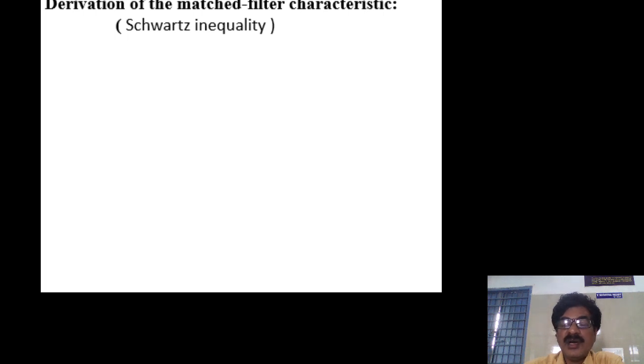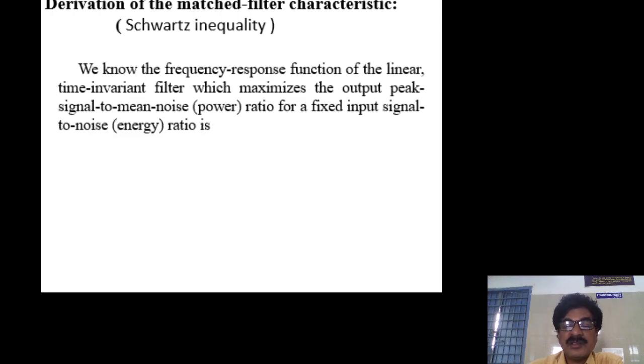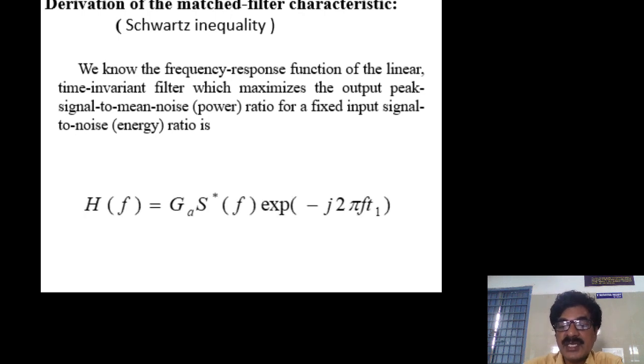Already we know the definition of the matched filter. The filter which maximizes the peak signal to mean noise ratio is referred to as the matched filter. Let me note it down once again: the frequency response function of the linear time invariant filter which maximizes the output peak signal to mean noise ratio for a fixed input signal to noise ratio is called the matched filter. The response function proposed by North is H(f) = G_a S*(f) e^(-j2πft1). We have seen this in the last class itself.